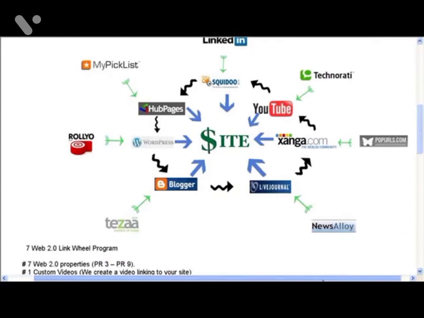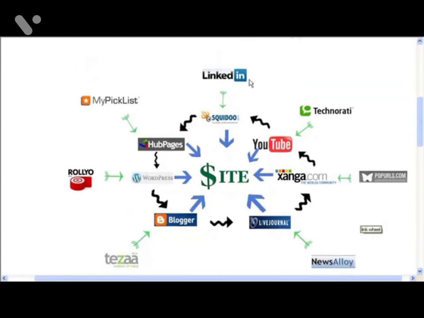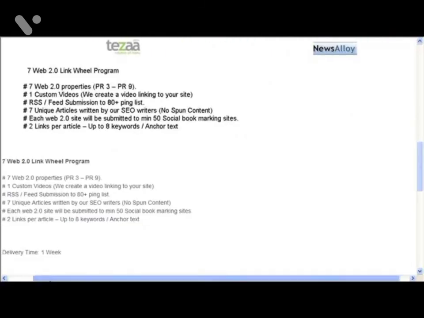However, one thing they do, which is rather nice of them, is here's some very nice ideas for sites that you can use. There's a number of sites here you may want to use: Xanga, LiveJournal, NewsAlloy, and so on. So some good ideas here. But you can see what they offer. They're not going to be cheap, because you get 7 unique articles written, 7 Web 2.0 properties, 1 custom video, your RSS feed submitted, social bookmarking of each site, and 2 links per. So they do a lot for you, but I imagine it's fairly pricey because they don't show you a price.